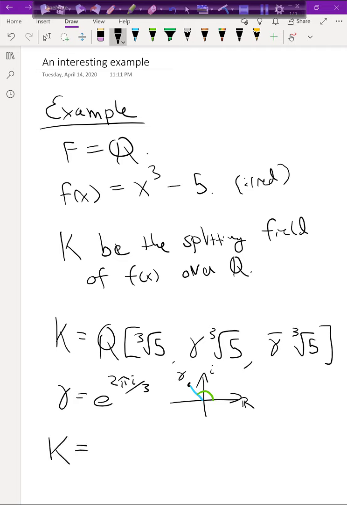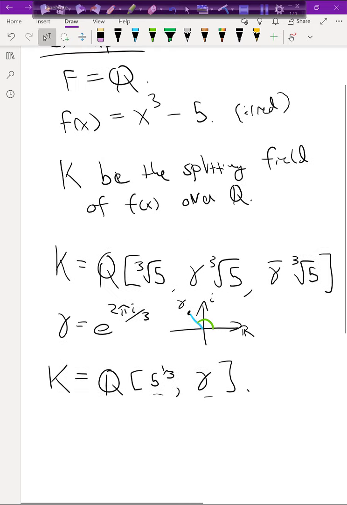And you might actually write K a little bit more compactly. I'm going to write 5 to the 1/3 instead of the cube root of 5 just because I'm less likely to make mistakes. And I also am going to have gamma right here. Because if I have a field that contains the third root of 5, it definitely contains the third root of 5 times gamma. Because it's a field, I can divide by the third root of 5, and I'll just be left with gamma. And once I contain these two, I'm going to pick up the third root of 5 and the third root of 5 times gamma. And gamma bar is just gamma squared in this case. So that's the picture.